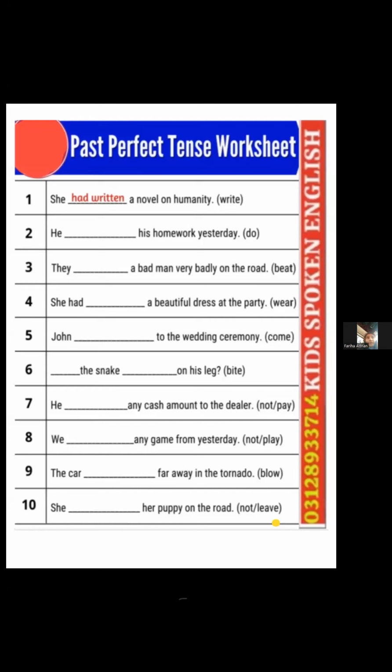And yeah, dear students, you have to send me on my personal number. Beta, you have to send it to me, okay? Got it, Sharif, beta? Yes, ma'am.